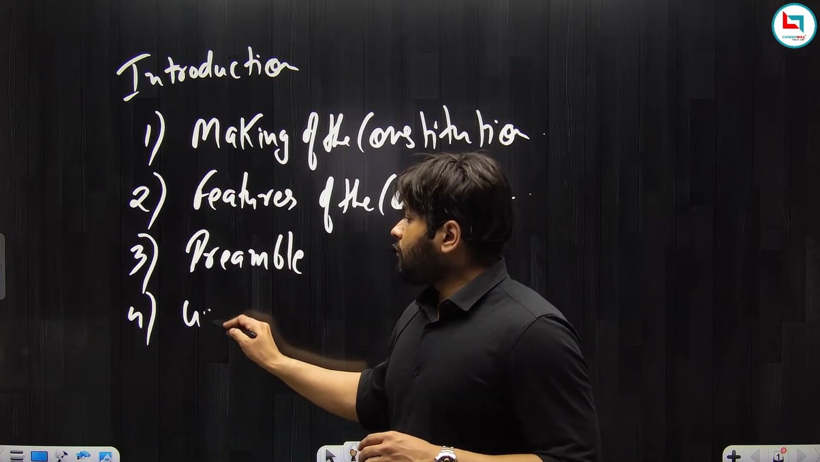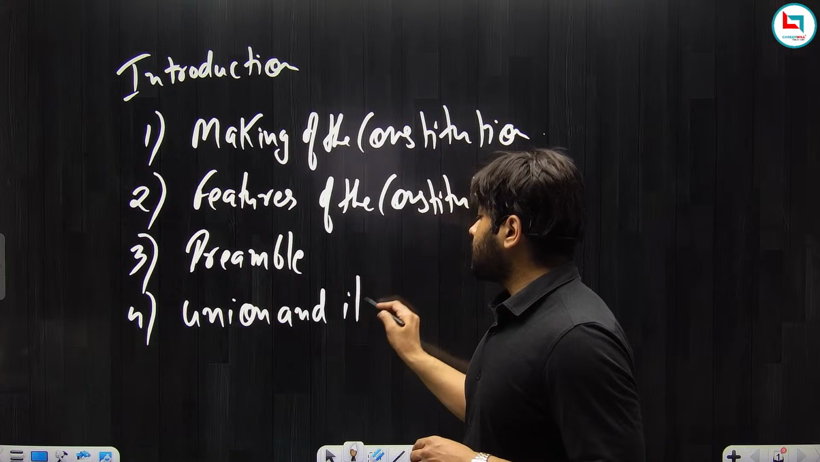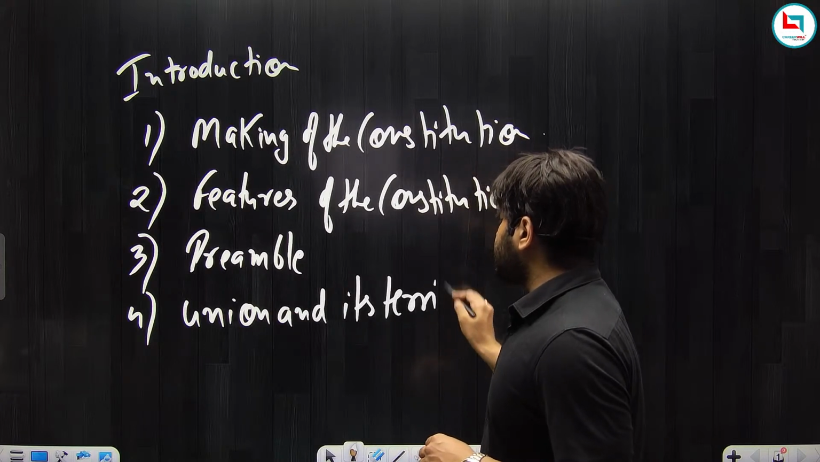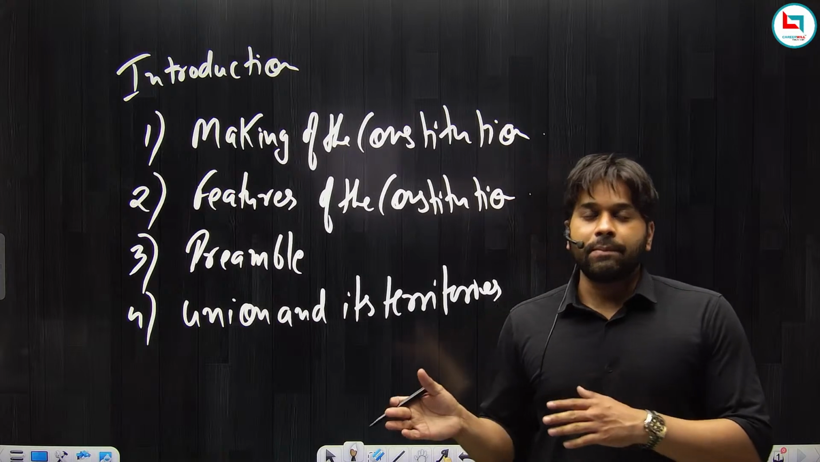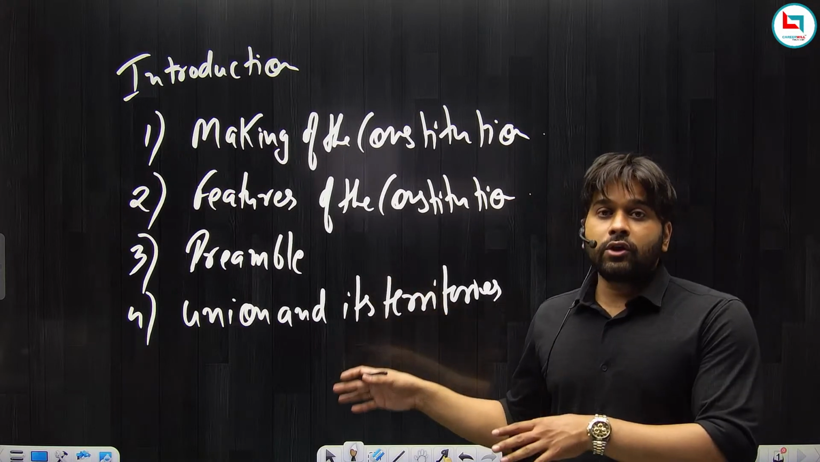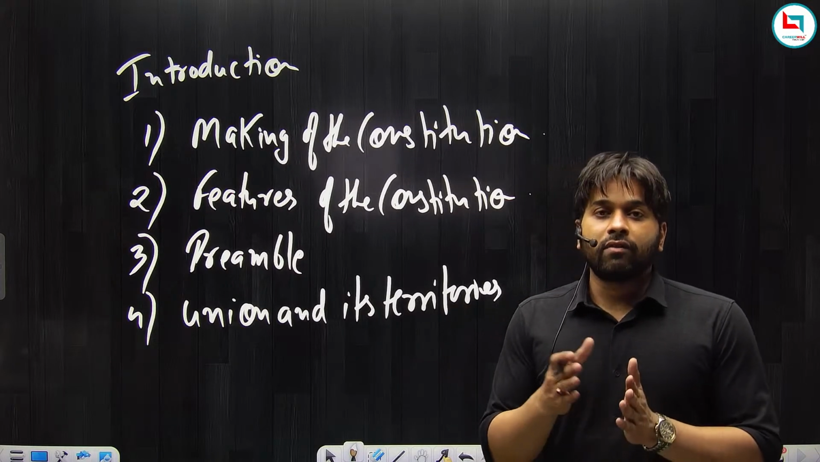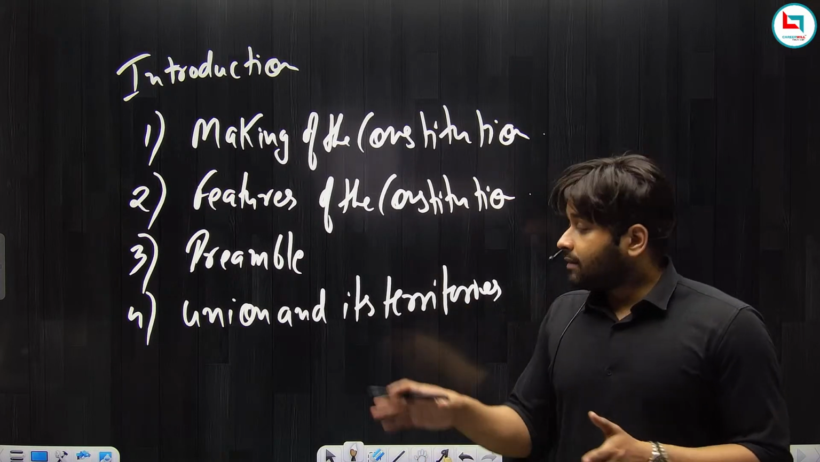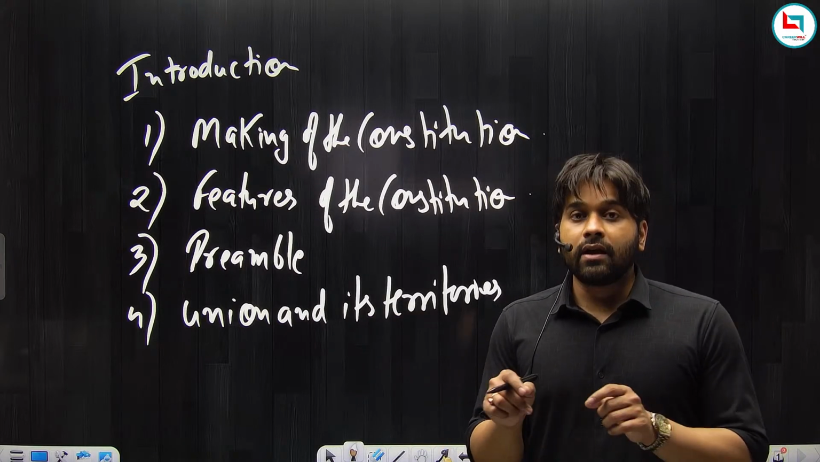Part 1 of the Constitution is Union and its territories. So after preamble, we can start with this chapter, Union and its territories. This is part 1 of the Constitution, and in this part there are a total of 4 articles: Article 1, 2, 3 and 4. But this chapter is really important, especially Article number 1 and Article number 3.